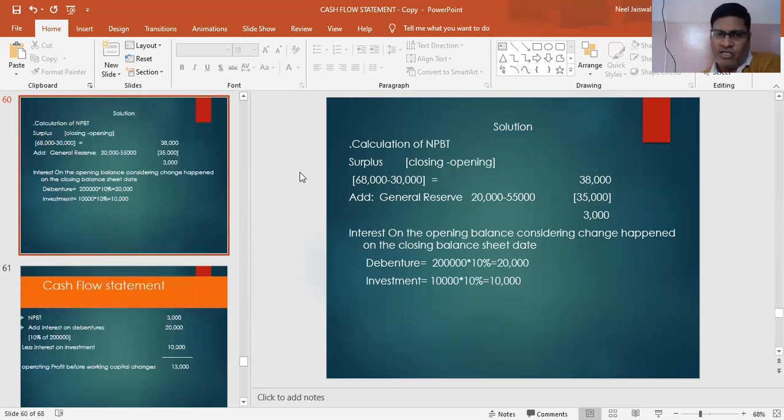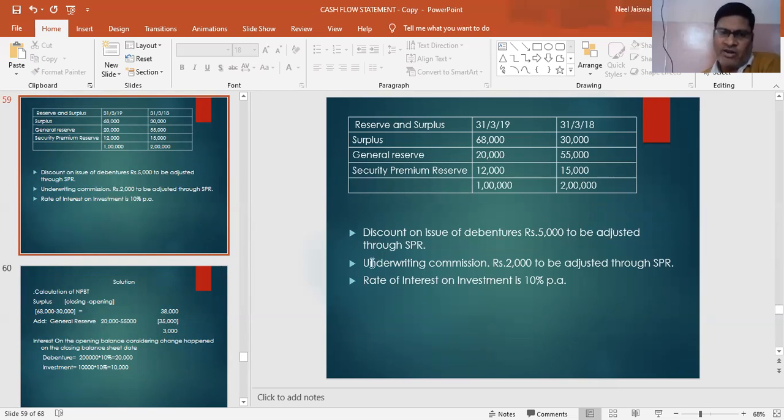Now we will see the interest part, see the adjustment. One more adjustment is given, discount on issue of debentures 5,000. That should have been added, but it is to be adjusted through SPR, so we ignore it. It will reduce my SPR, which will be shown again in financial activity. Underwriting commission 2,000, this is to be adjusted through SPR, so it is not to be shown in operating. Otherwise, we would have added back underwriting commission.